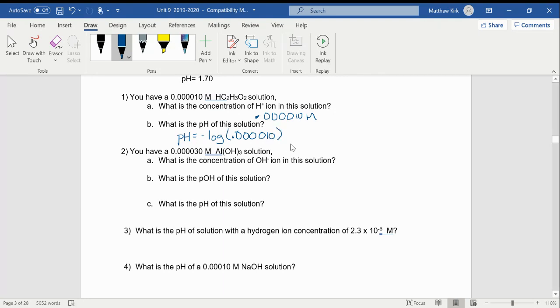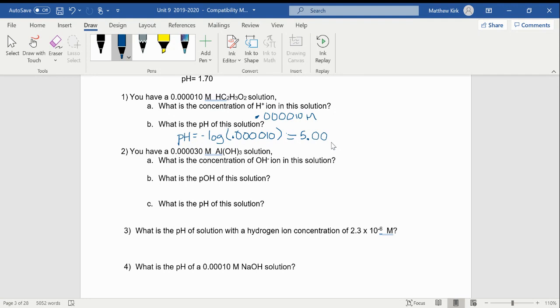So into our calculator, we just go negative log, make sure you use the log button, 0.000010, and we'd get a number of 5. But pH can be a bit tricky with significant figures because the sig figs in pH come after the decimal. So our concentration there has 2 significant figures. So again, sig figs in pH come after the decimal. So 2 sig figs would be 2 decimal places. So the pH would be 5.00.